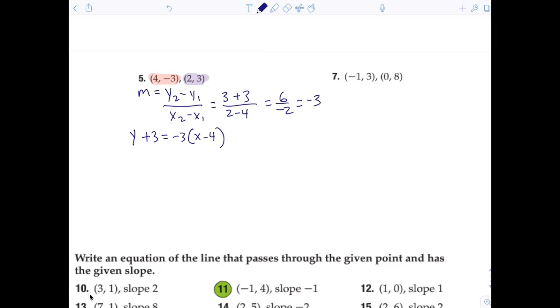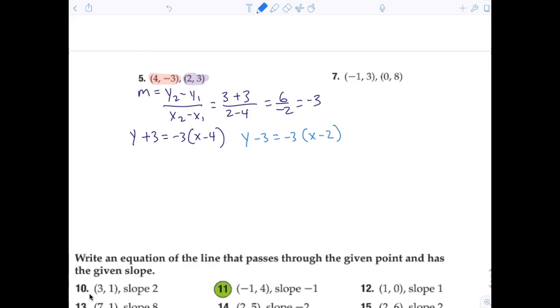Everybody agreeing with that? All right, now I'm going to write the other equation with the other point. So that would be y minus 3 equals negative 3 times x minus 2. Does everybody see that? So those are both correct answers. But do they look the same? They don't look the same. And as a matter of fact, I can remember arguing they're not the same. Remember what I told you.